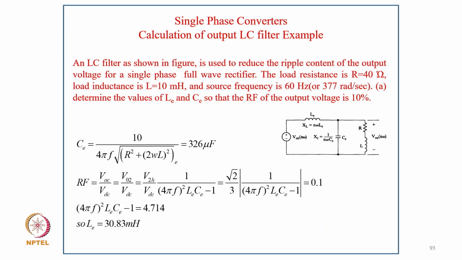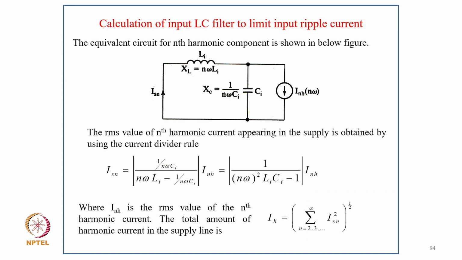So C is typically found by putting values in the formula 10 upon 4π√(R² + (ωL)²), which comes to 326 microfarad. For the ripple factor, VSC upon VDC, putting values in this, it comes 0.1, and 4ω²LeCe − 1 is 4.7. So Le comes to 30.83 millihenry.